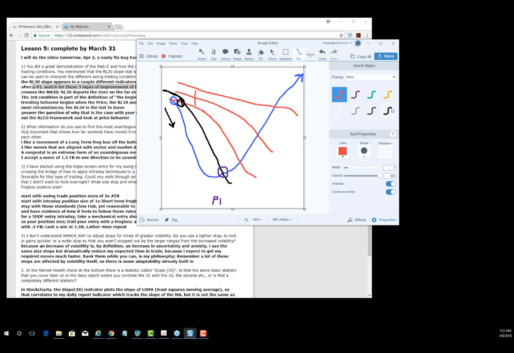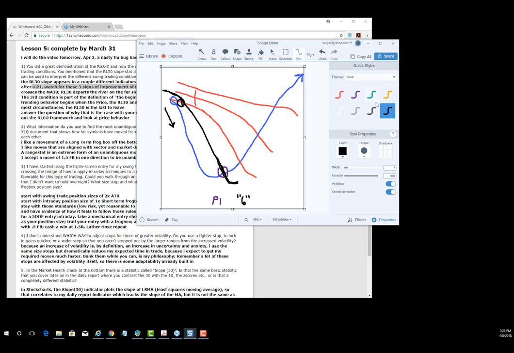Now this is where you can start monitoring the slope of the 30. What happens is that when the price has improved enough that the RL30 is no longer failing, and it sort of gets flattened out, I've been calling that the 6 o'clock position, because it's at the bottom of the clock.